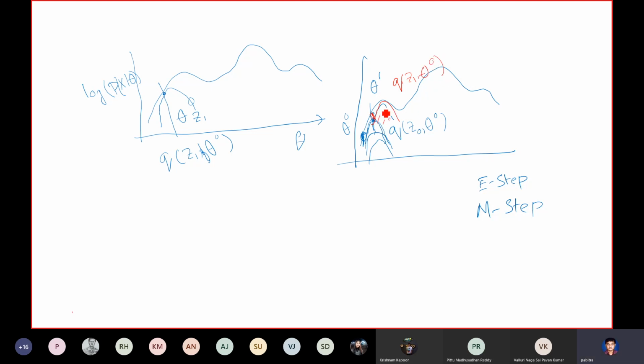And in the next M step, that is your E step. In the M step, move to the highest point of Q_{Z1} theta naught. Call that theta 2. Okay, and keep on doing this iteratively until you go to the maxima. Actually, this is called the method of alternating optimization.